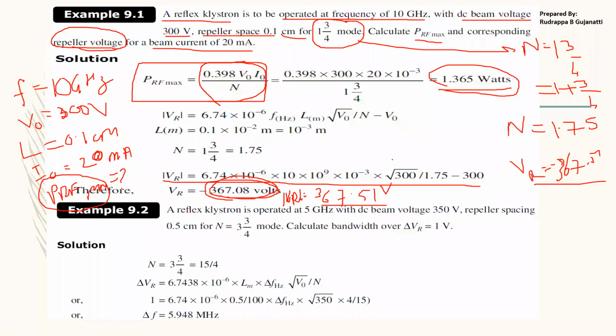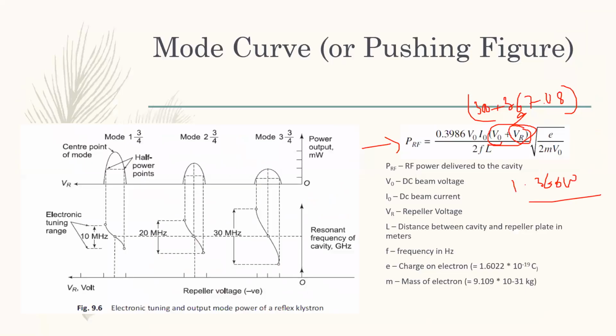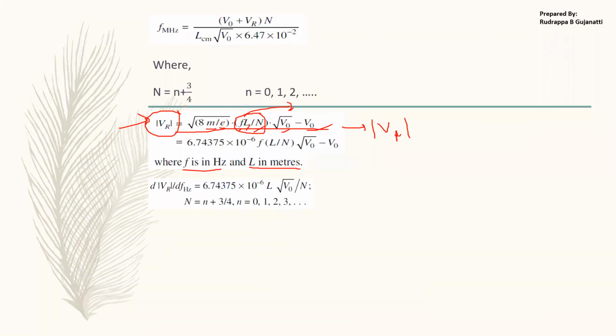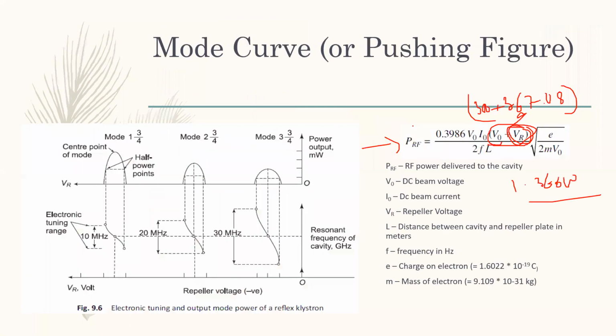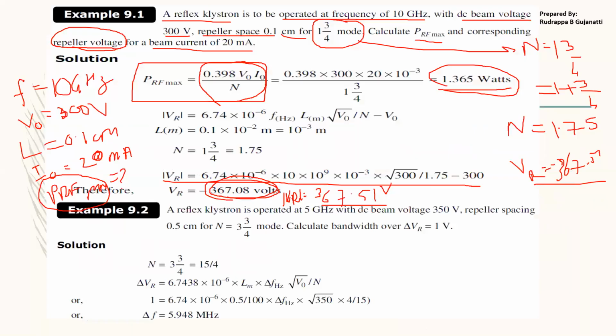Whether you use the first equation, in this equation VR is unknown. So first you have to identify VR and then substitute the magnitude of that VR in this equation, and obtain the result. So you will be getting 1.366 or 1.365 watts. This is the PRF maximum value for that given mode of operation. So this is how we obtain PRF.